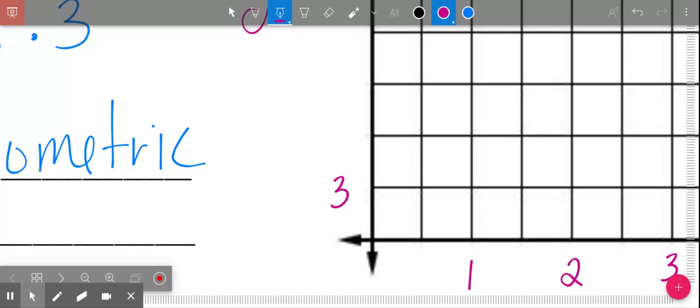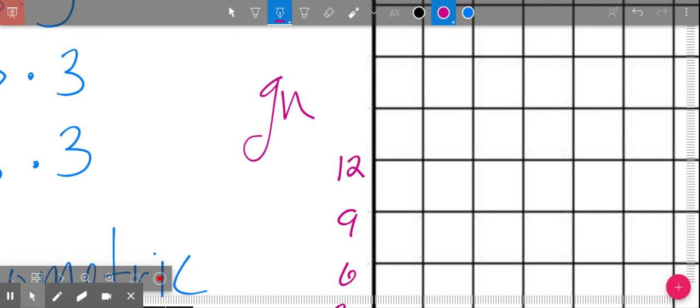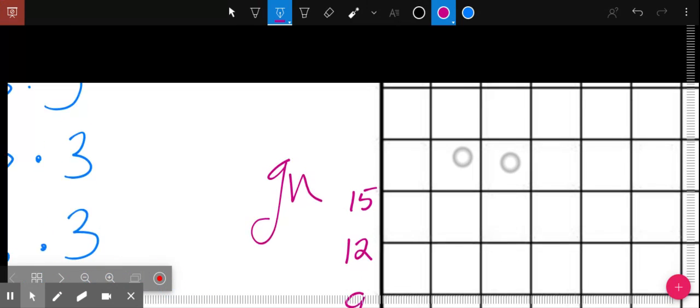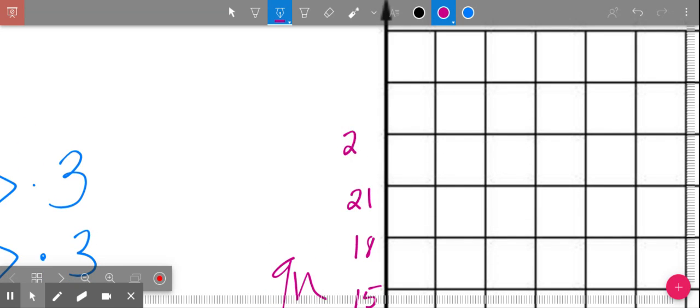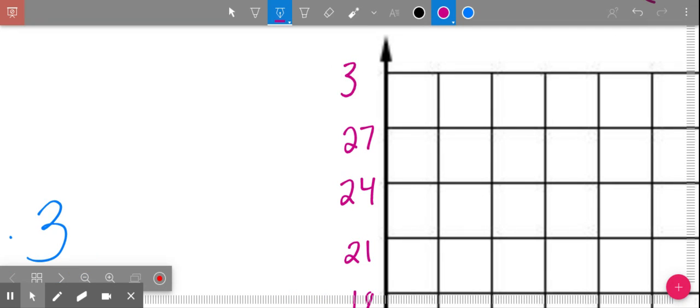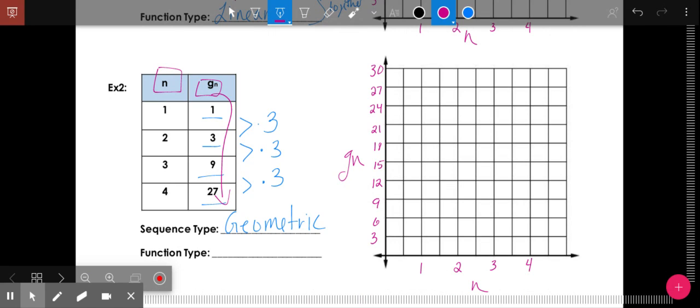So 3, 6, 9, 12, 15, 18, 21, 24, 27, and 30. All right. So I have everything set up. Now I just need to plot my points.